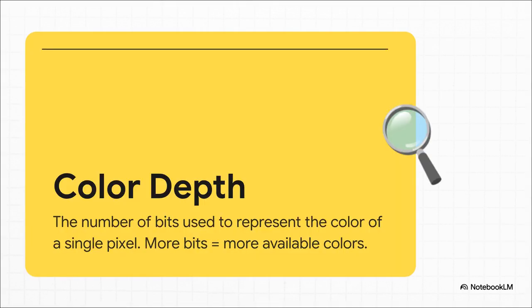And that leads us right into this cool idea called color depth. Just think of it like the size of the crayon box the computer gets for each individual pixel. The more bits you use for a pixel, the more crayons you have to choose from. And more crayons, of course, means richer, more vibrant, more detailed images.